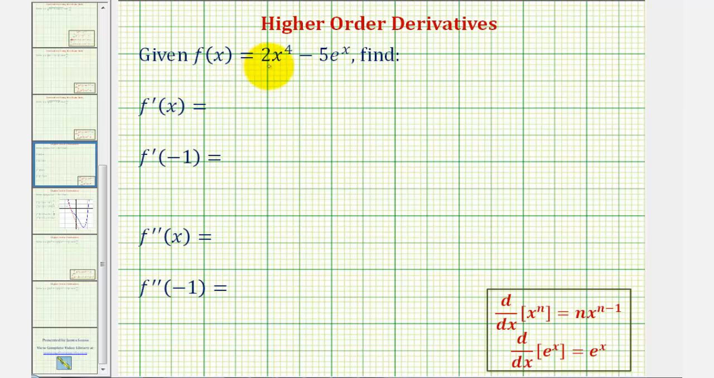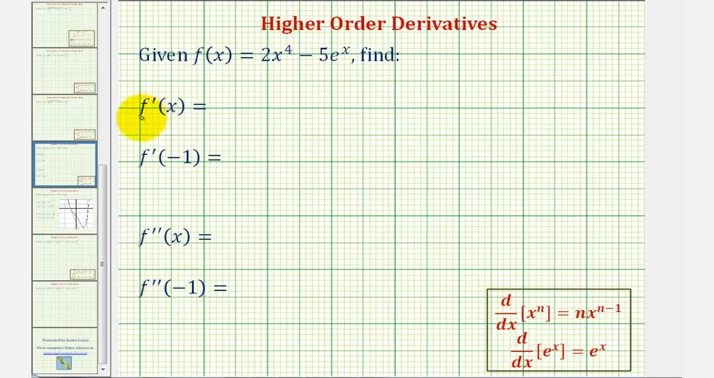We're given f of x equals 2x to the fourth minus 5 e to the power of x. We want to find the first derivative function, f prime of x, then f prime of negative 1, then the second derivative function, or f double prime of x, and then f double prime of negative 1.